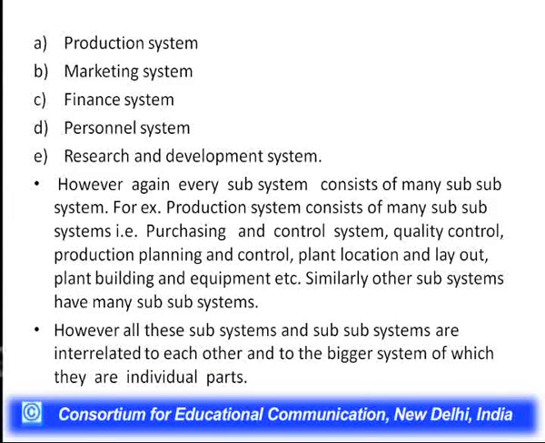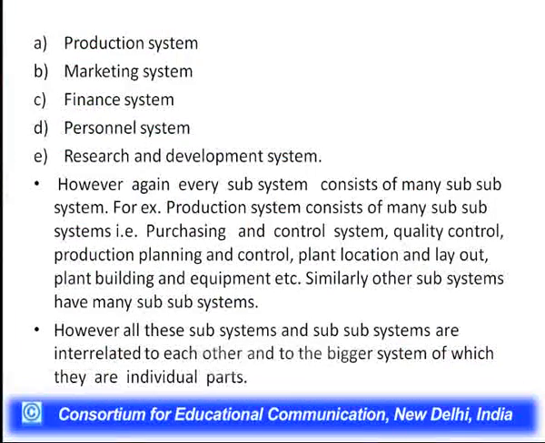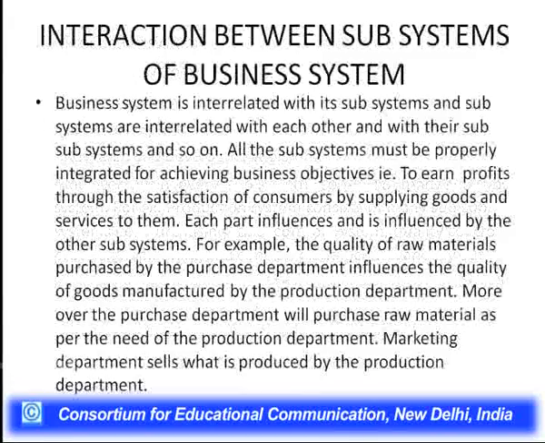As I told you, business has these 5 subsystems, but again these 5 subsystems have more subsystems. For example, production system consists of many subsystems, that is purchase and control system, quality control, production planning and control, plant location and layout, plant building and equipment, etc. Similarly, other subsystems have many subsystems. However, all these subsystems are interrelated to each other and they form a bigger system of which they are individually part.